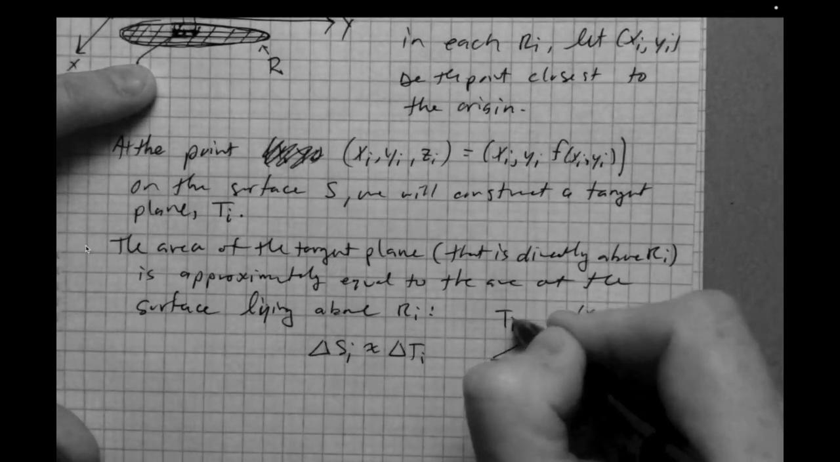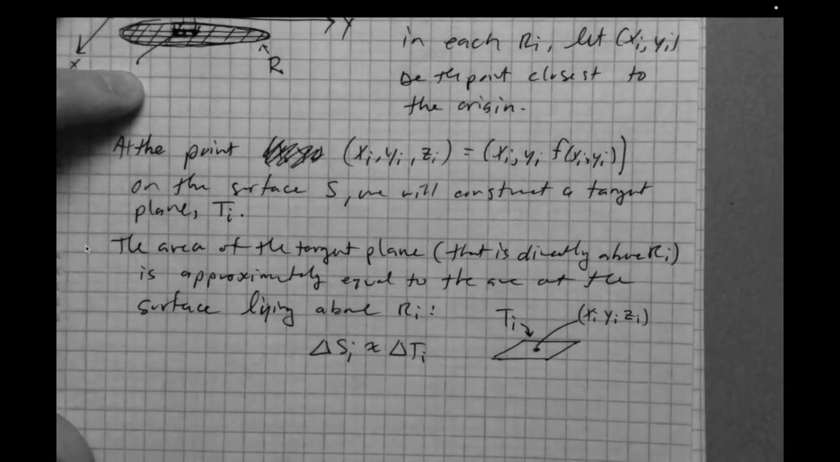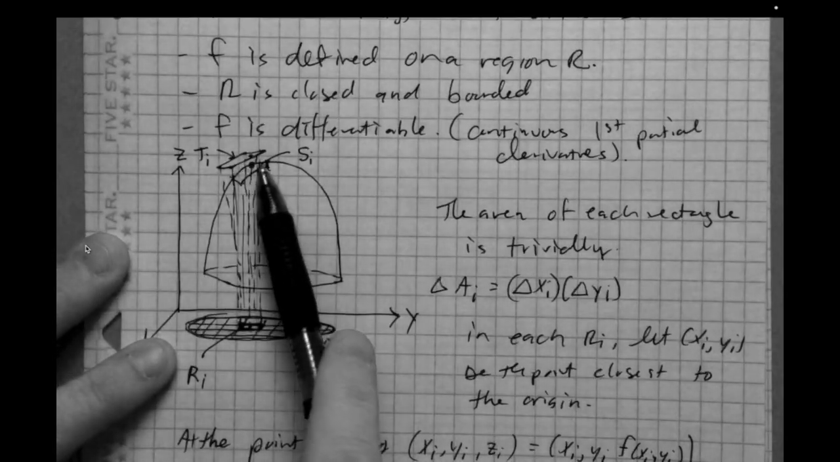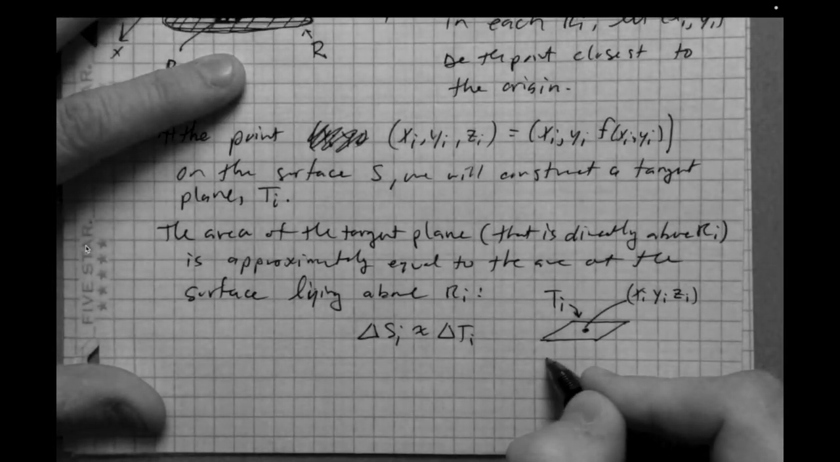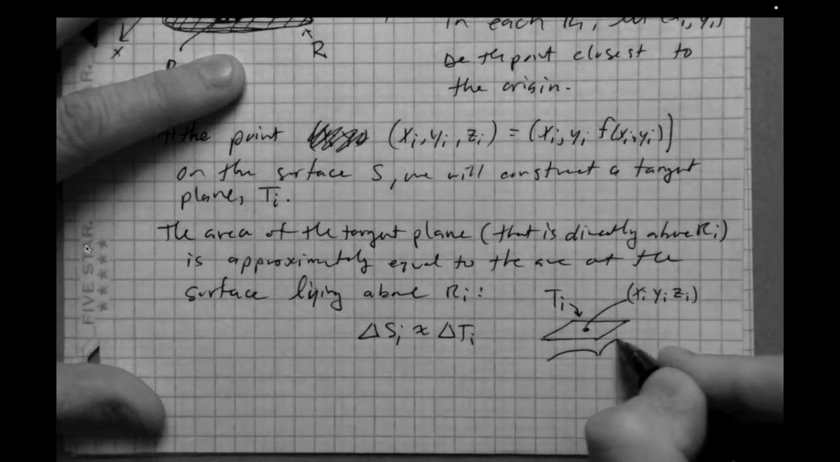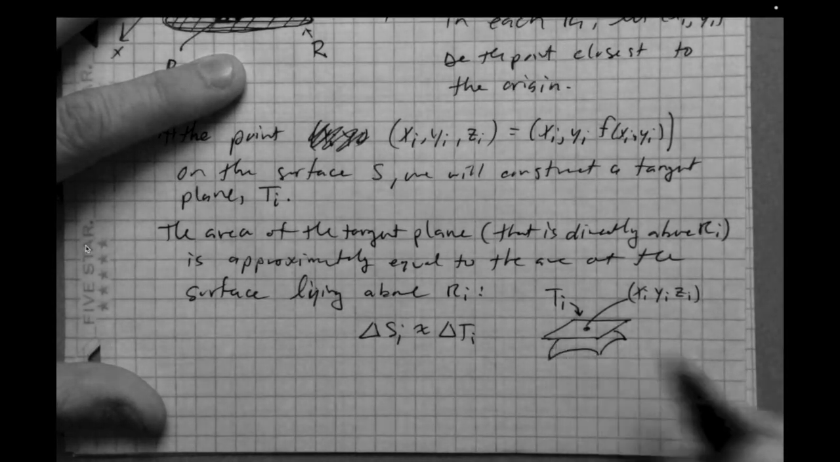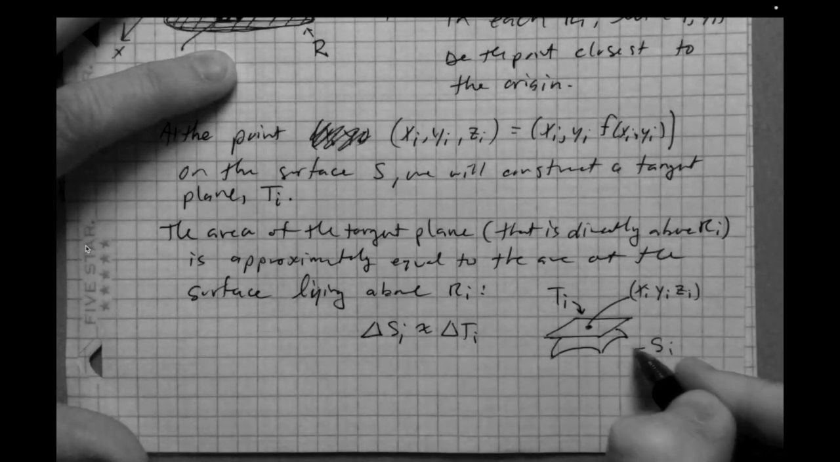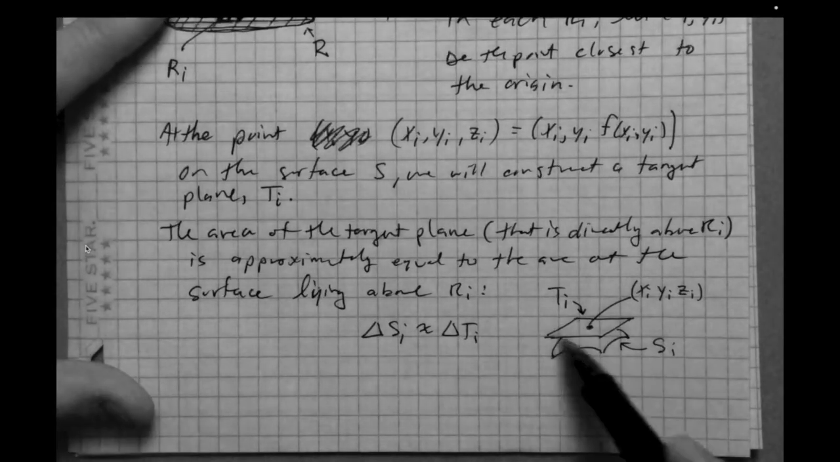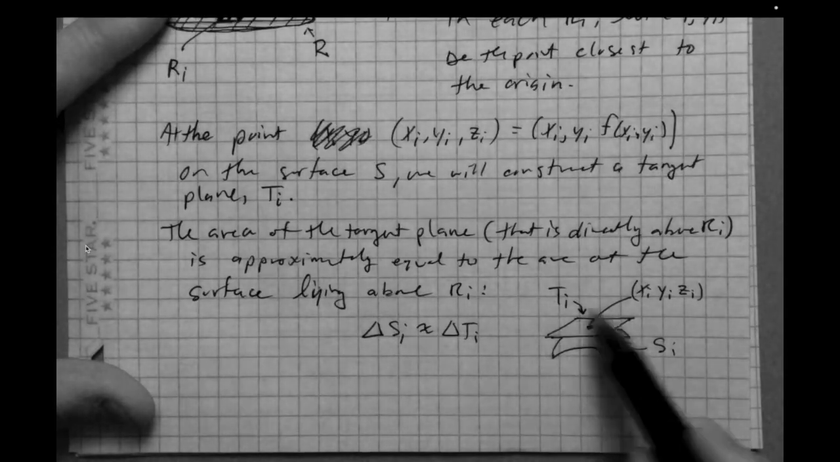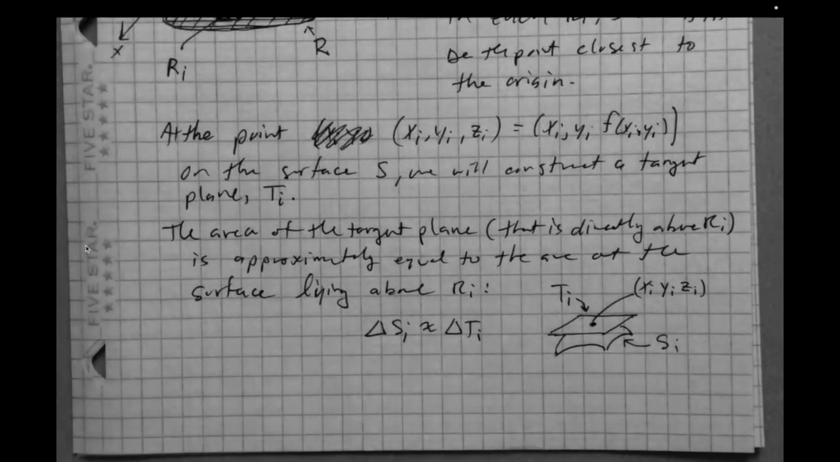Now, it's touching the surface. I drew it above it, but technically it would be touching that surface at just the point xi, yi, zi. And underneath it, of course, is some curved surface. Ti is a plane, but Si is a curved surface that is part of the surface S, which is denoted by the function f. And all we're saying is that the area of Ti is approximately the area of Si, approximately.